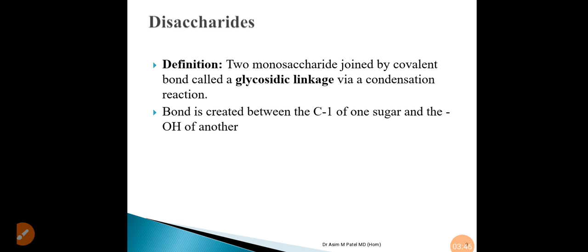The next thing is about the disaccharides. Two monosaccharide units join by a covalent bond called a glycosidic linkage via a condensation reaction, and they form a disaccharide. This bond is created between the first carbon atom of one sugar and the OH of another sugar molecule.